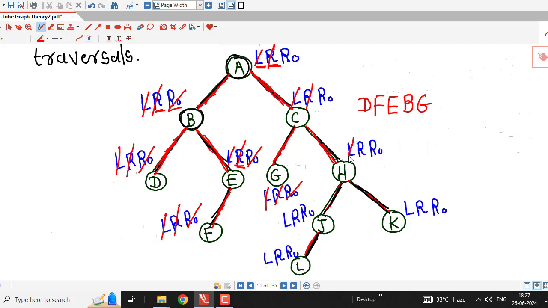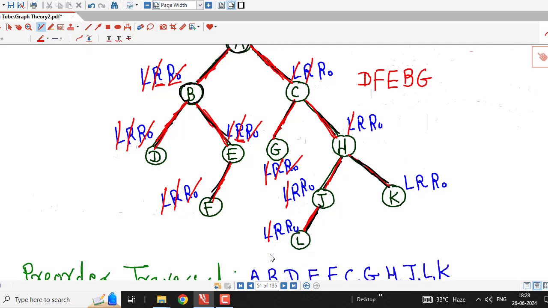So I cancel L and I go in the left of H. Here also I cancel L and I go in the left of J. Here also I cancel L and I can see that there is no left subtree. Similarly there is no right subtree, so I have to process the root L. Now I am going in this direction backward.